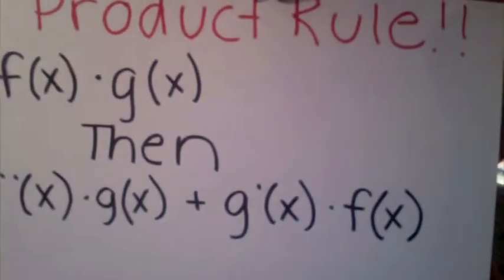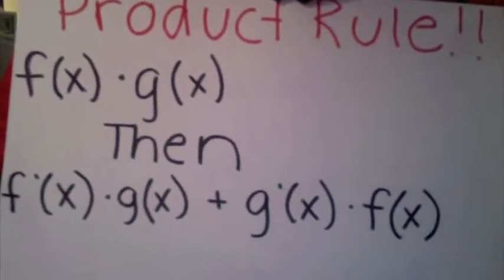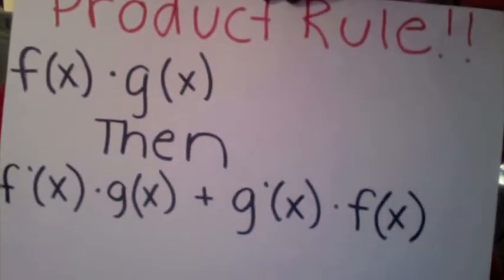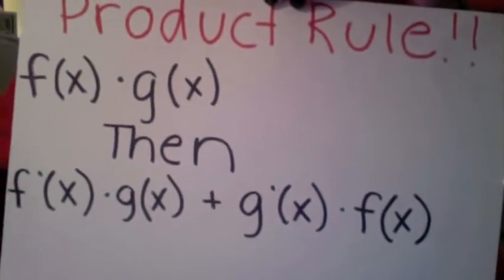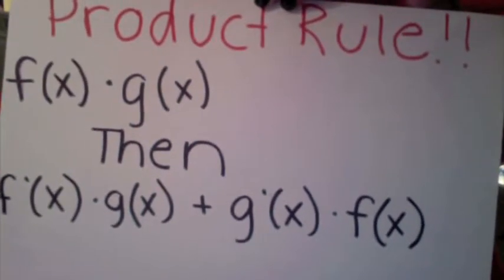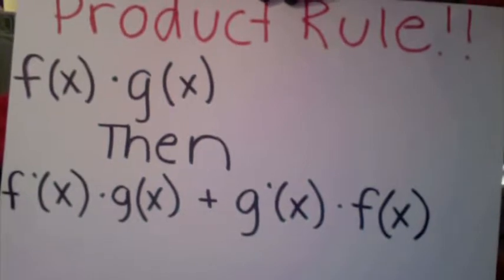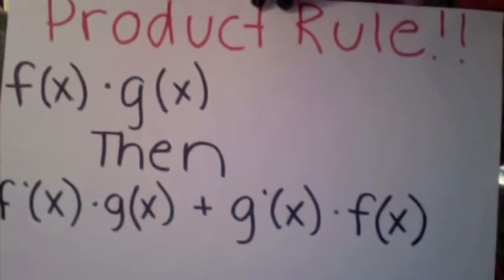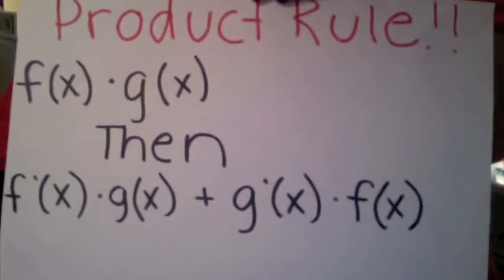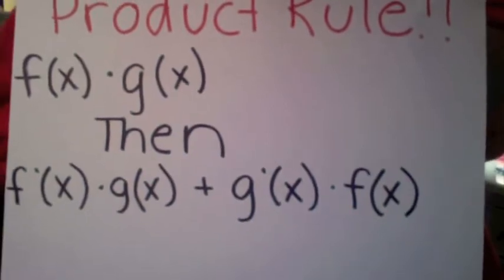Now, why don't we move on to bigger and better things? Like the product rule. The product rule states that when f of x is multiplied by g of x, then f prime of x times g of x plus g prime of x times f of x is equal to the derivative of the function. That sounds so hard. Well, you're wrong. It's really quite simple.